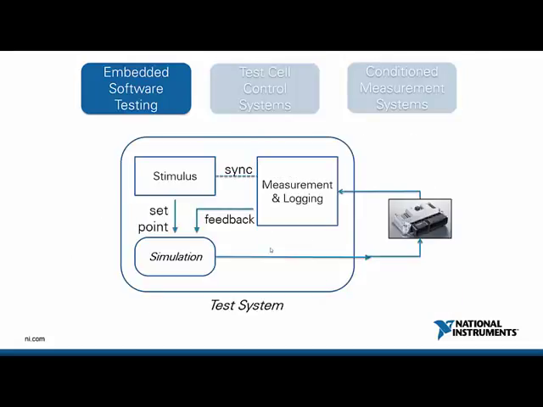So let's take a look at these different types of applications and walk through the similarities and the differences. So in an embedded software test, in this case we've got a hardware-in-the-loop test system, where the device under test is on the right. You can see it's an engine ECU or an automotive ECU or an electronic control unit, and we're testing it against a test system here that does stimulus generation and logging.